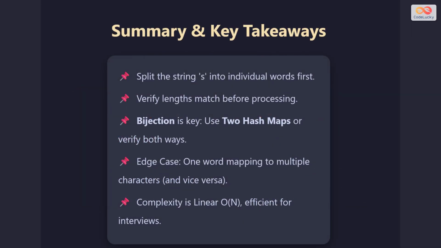To wrap up, remember three things. 1. Always validate the input length first. 2. Use two hash maps to guarantee a true one-to-one correspondence, preventing edge cases where different keys point to the same value. And 3. This linear time solution is optimal for this type of pattern matching problem.